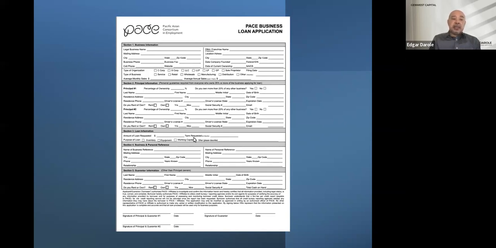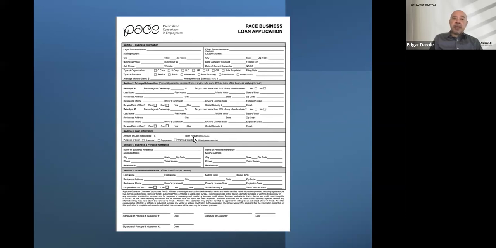Section 3 details the loan amount information: the amount of loan requested and the terms requested. When you talk to a PACE loan officer or loan counselor, they will ask you how much you need. It's based on the actual purpose of the loan, so just write down the amount and then your preferred term requested.